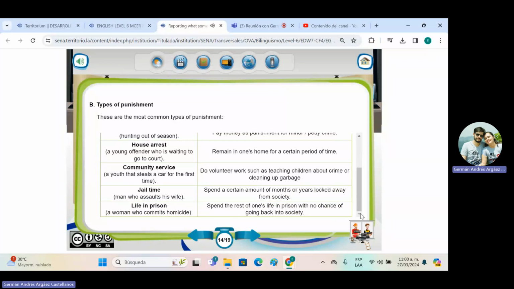Jail time: a man who assaults his wife. Spend a certain number of months or years locked away from society. Life in prison: a man or woman who commits homicide. Spend the rest of one's life in prison with no chance of going back into society.